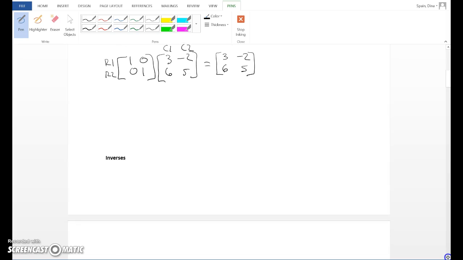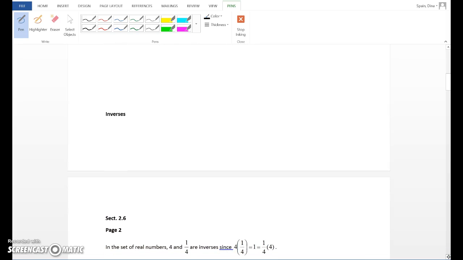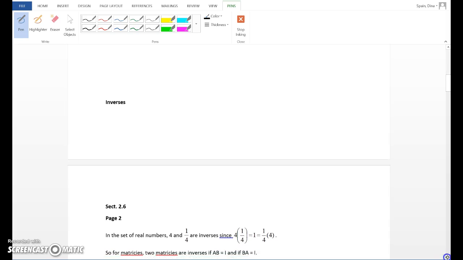Alright, inverses. Gosh, I don't know why that's way down there. It's okay anyway, I've got inverses up here, but I talk about it way down here.